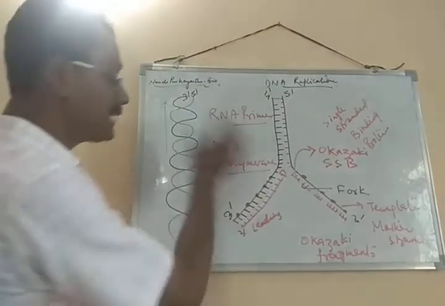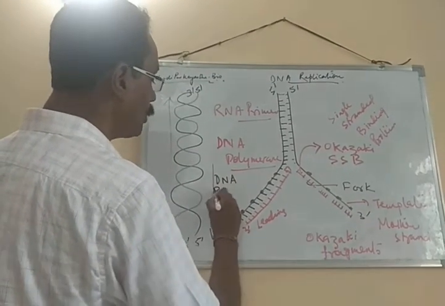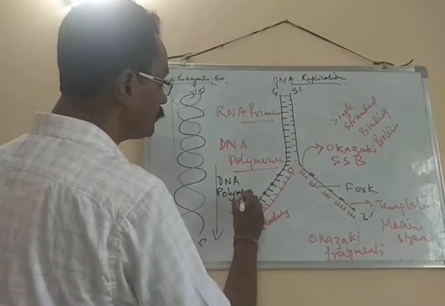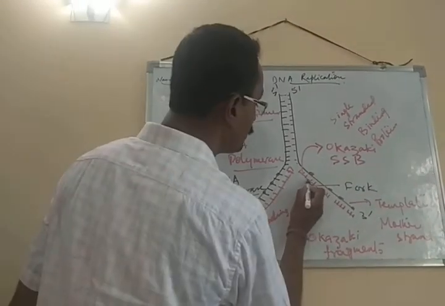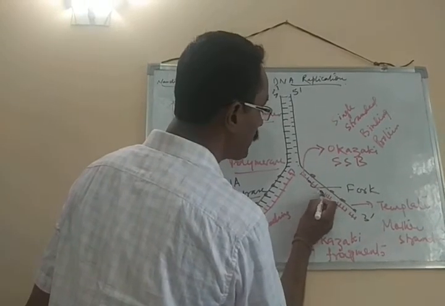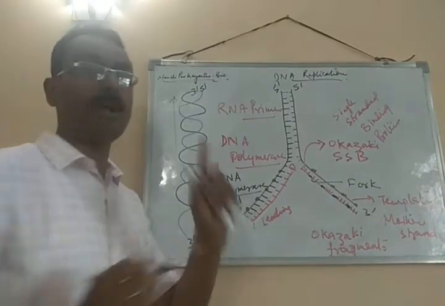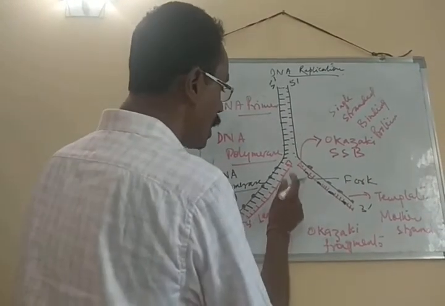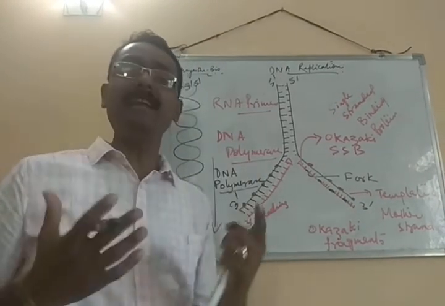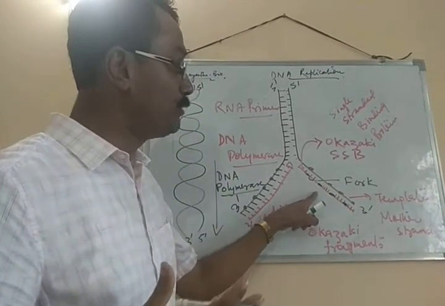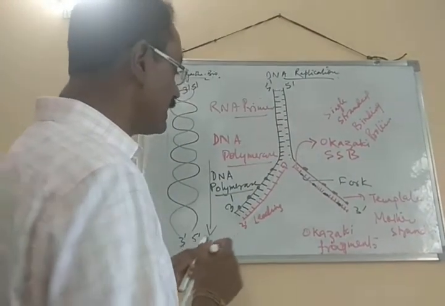Another enzyme. I am telling another enzyme now. DNA polymerase, what will it do? It will bind the fragments of RNA primer and make it one. Now this is also leading and this is also continuous. The leading strand was originally continuous, but the discontinuous one was made continuous by whom? DNA ligase. Now what happens?